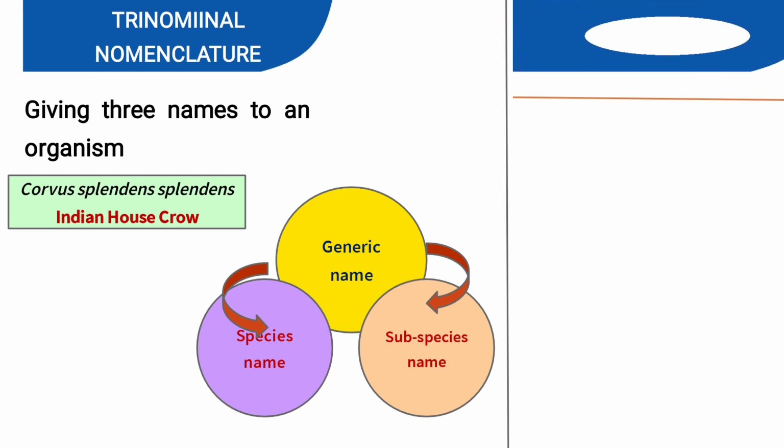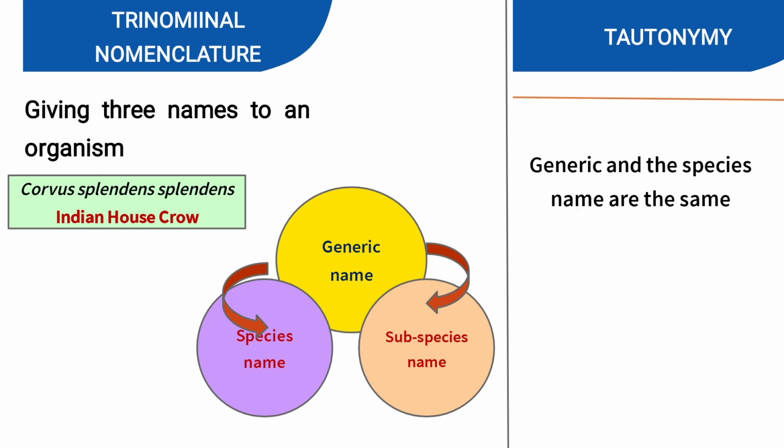And then there is another term called tautonymy. So what does tautonymy mean? The genus name, that is the generic name, and the species name will be the same. Both will be the same. See, in Homo sapiens, Homo is different, sapiens is different.